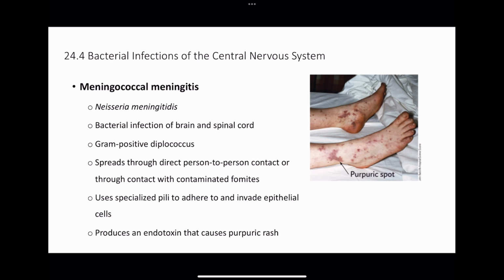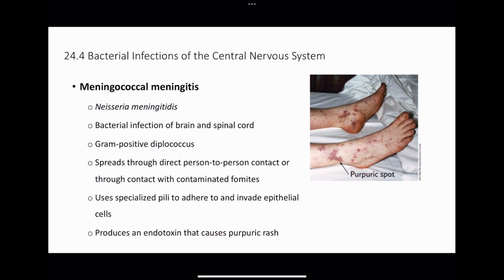First, I'm going to be talking about meningococcal meningitis, which is a bacterial infection of the brain and spinal cord that is caused by Neisseria meningitidis. This can be spread through direct person-to-person contact or through contact with contaminated fomites with saliva or mucus.